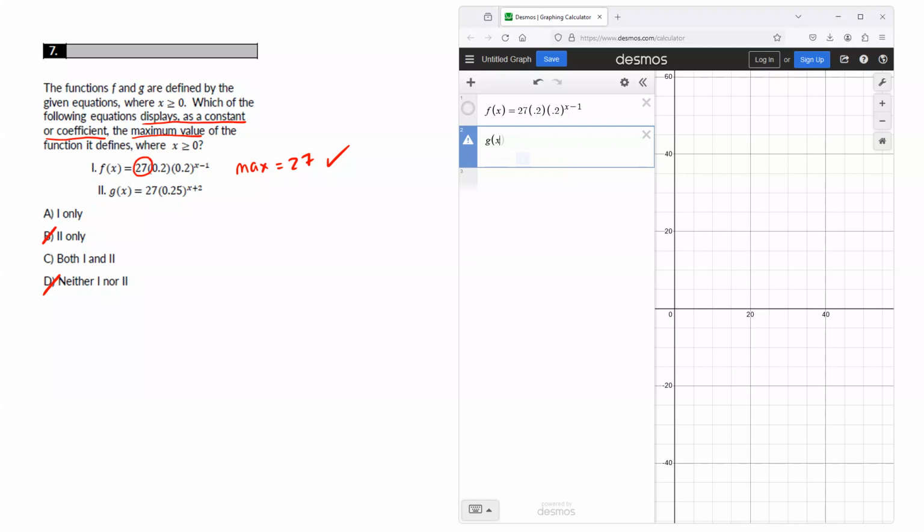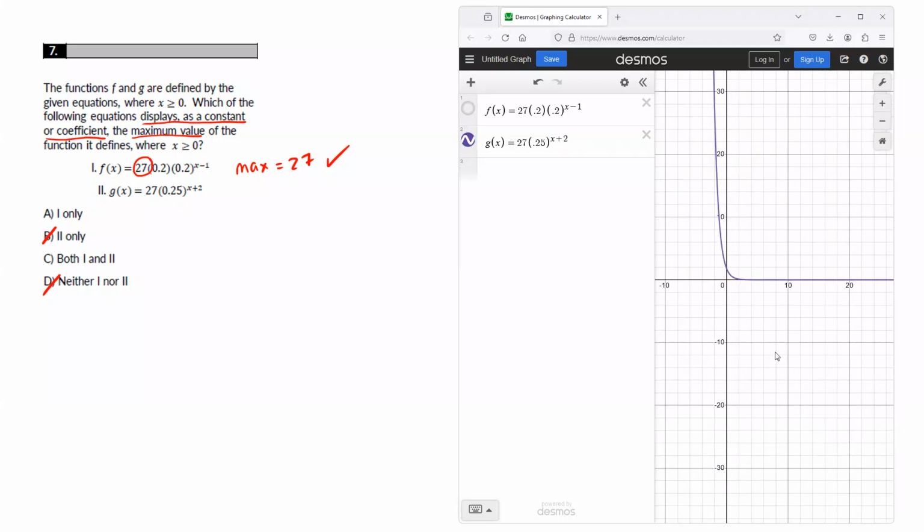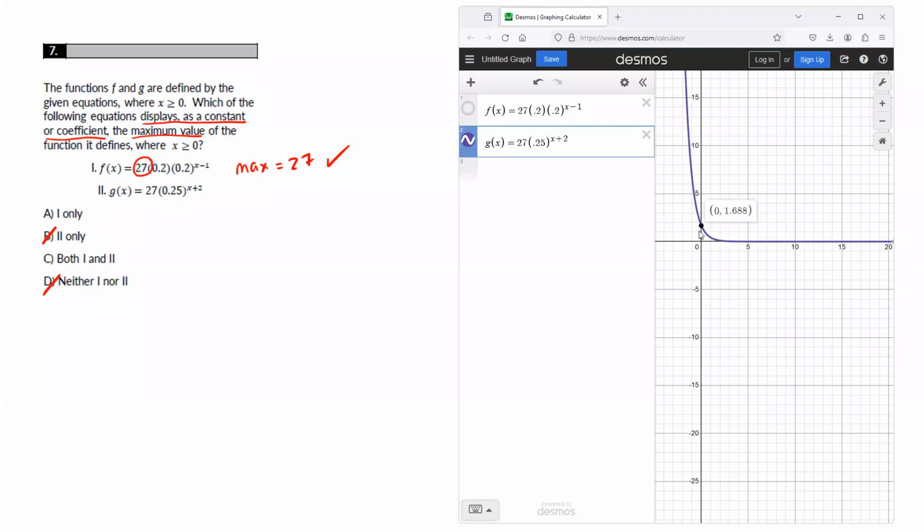g of x equals 27 times 0.25. And the exponent is x plus 2. I know it's weird, but I'm going to write the plus 2 first and then put in the x. It looks similar to the last one, where we're going to start at the y-axis where x is greater than or equal to 0. This is where x is equal to 0. And I can see when x gets bigger, we are moving to the right. We never go higher. So the y value never goes up. 1.688 is the maximum here.